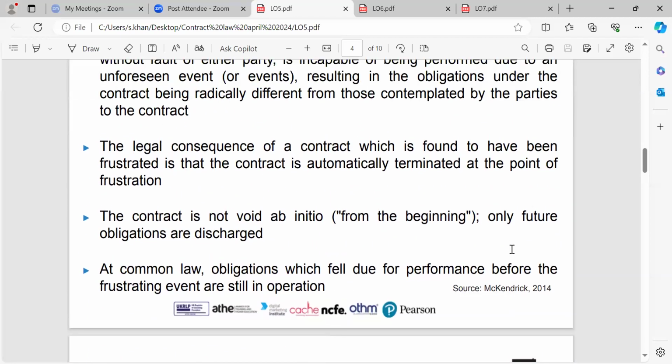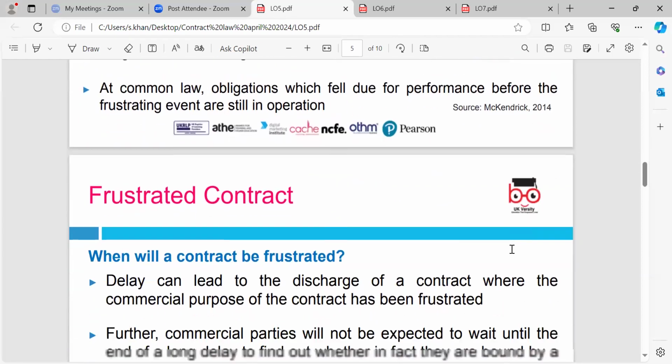So the doctrine of frustration discharges both parties from their contractual obligations, where following the formation of the contract, performance of the contractual obligations becomes either impossible or radically different. So we mentioned that in regards to how the contract becomes void.